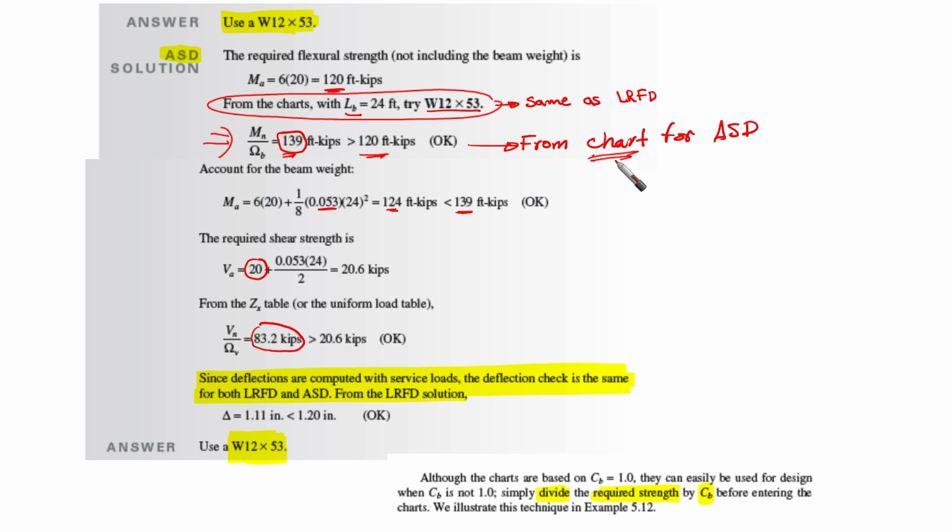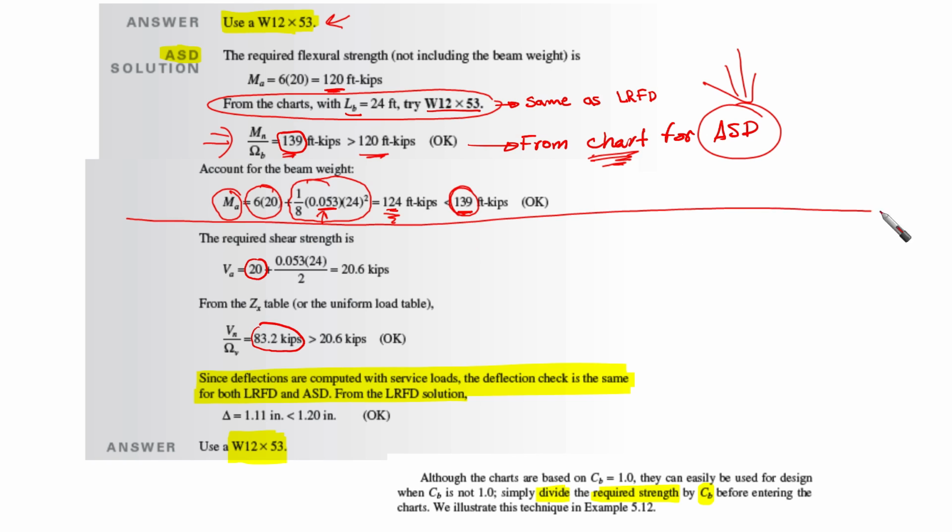From the same chart we used for LRFD, but using ASD, the vertical axis would be for ASD. And then we're going to account for beam weight. In this case, the moment is 6 by 20 from the concentrated load plus wL squared over 8 for the weight of the beam, which is the same, 0.053. This gives us 124, which is less than the allowable strength for this shape. Based on this, the required shear strength comes after that, this is the flexure.